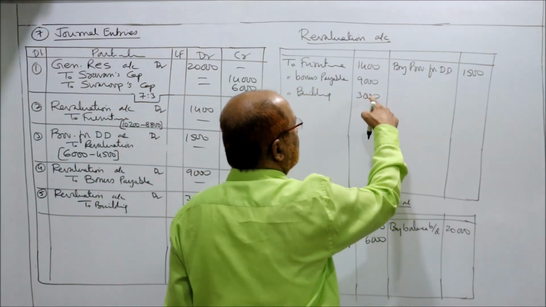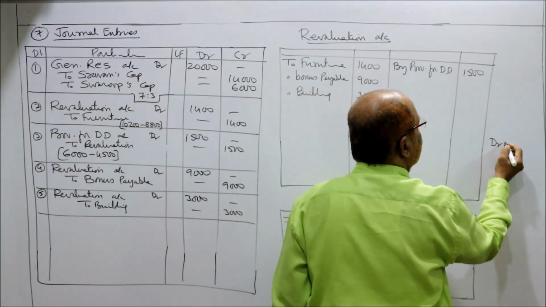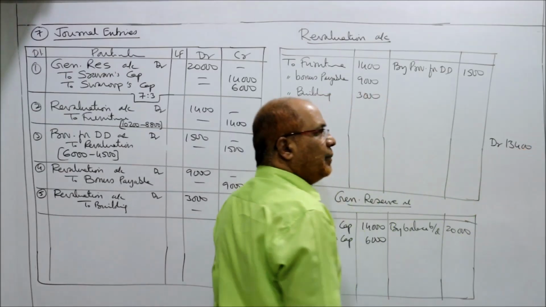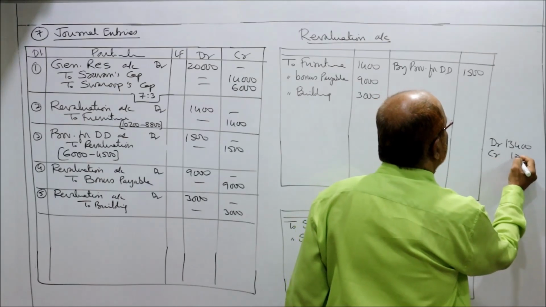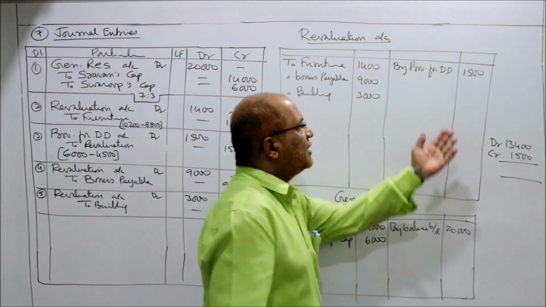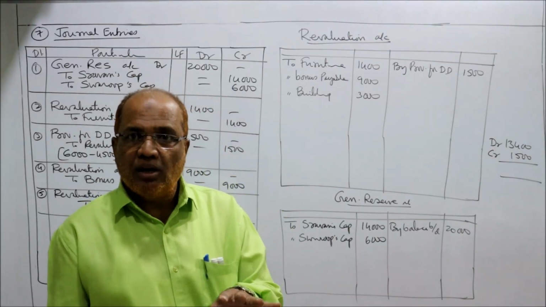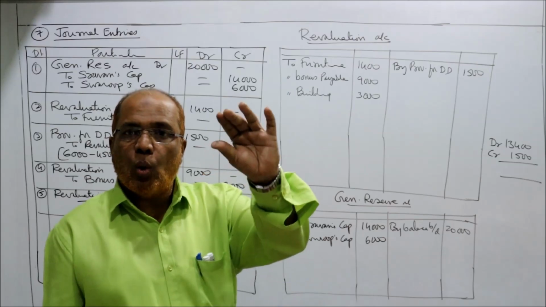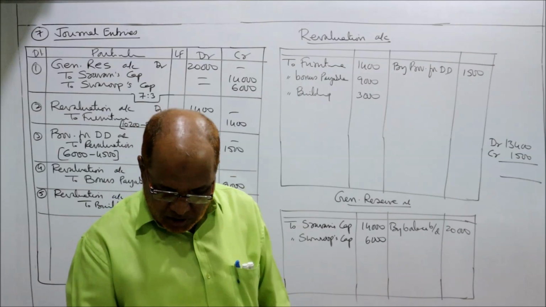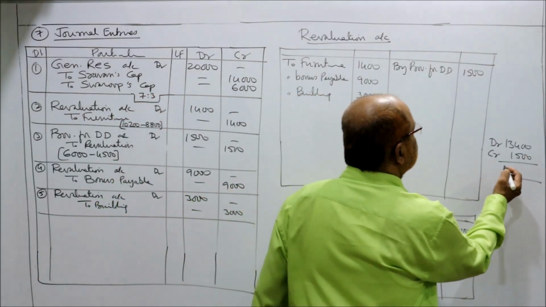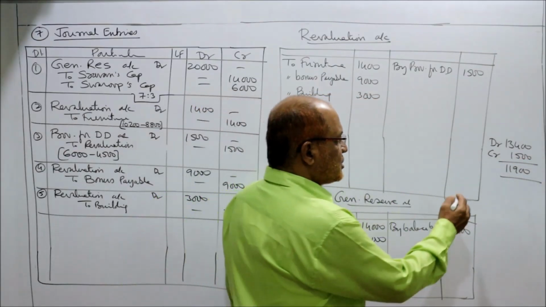Now look at the debit side: 13,400. Debit side we have 13,400 and credit side we have only 1,500. The credit side is much less, the debit side is more, so there is a loss. The entry will be old partners' capital accounts debit to revaluation. How much is the loss? 11,900 is the loss.